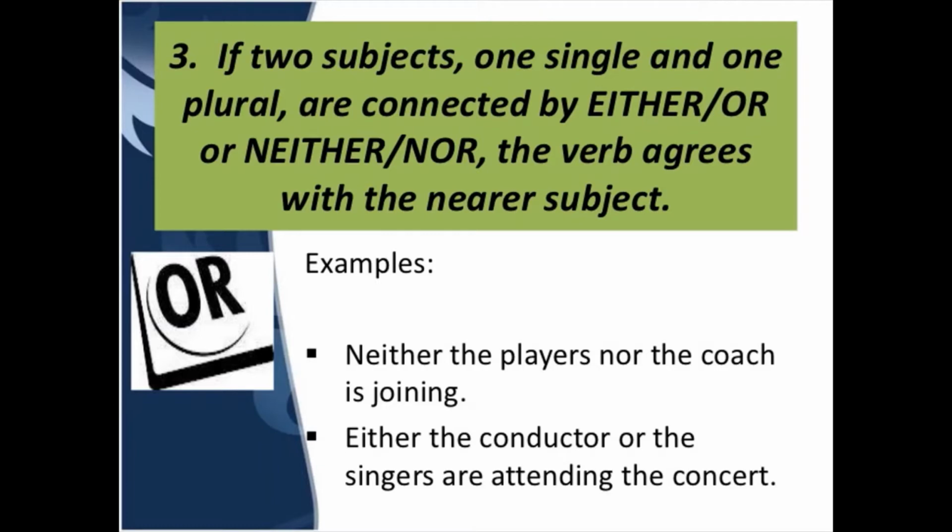If two subjects, one singular and one plural, are connected by either or neither nor, the verb agrees with the nearer subject. Examples: Neither the players nor the coach is joining. Either the conductor or the singers are attending the concert. So in the first example, the verb used is is. Why is?